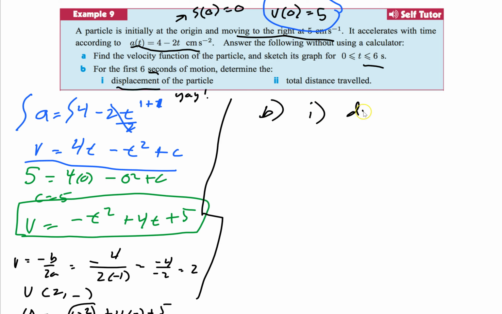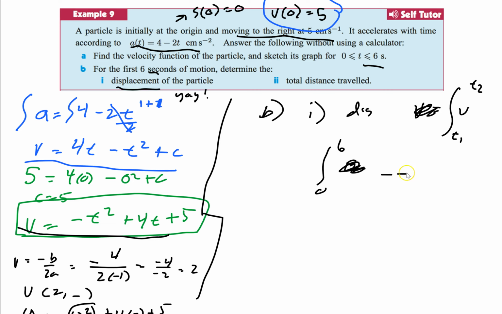Displacement is just, and it's in your formula sheet actually, the integral of velocity from t1 to t2. So that's in your formula sheet. You just copy down, oh, displacement, do that. So we have to plug it in. We're going to integrate from 0 to 6 of my velocity equation, negative t squared plus 4t plus 5. You can integrate it, get your answer. That's too easy.